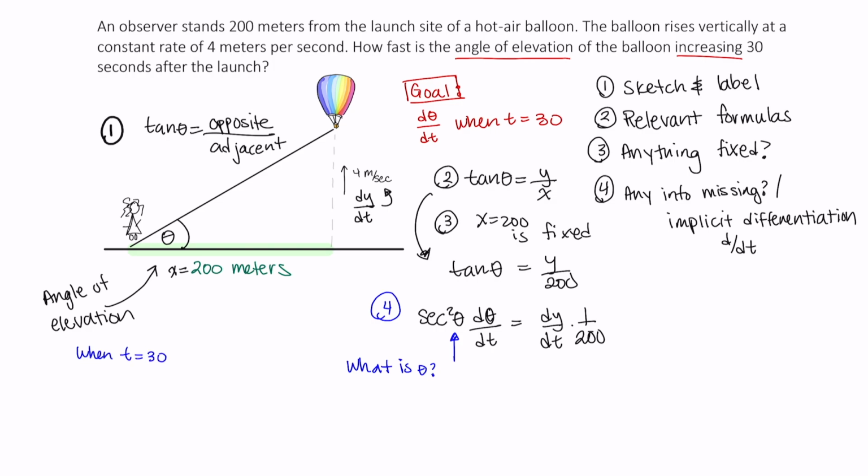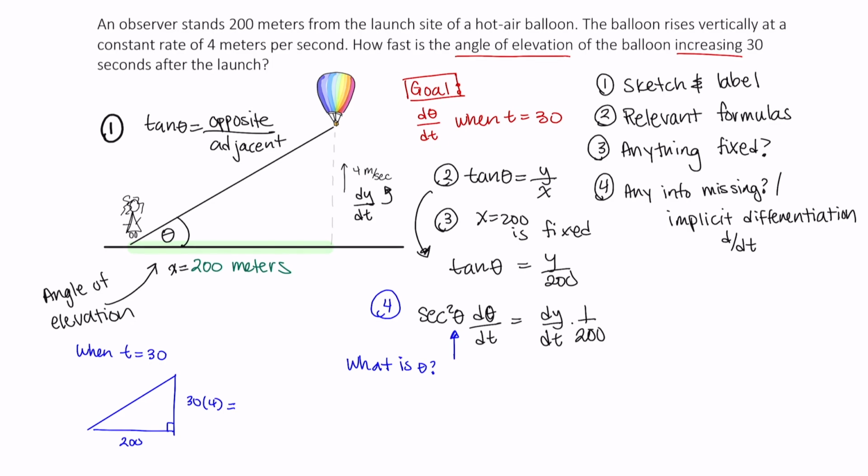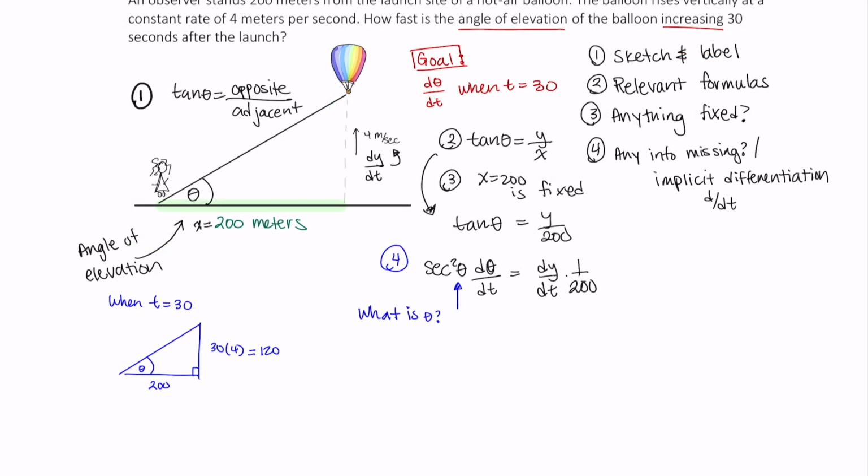t equals 30. What is our triangle going to look like? Remember, this is fixed here. 30 seconds at 4 meters per second up in the air means the balloon will be 120 meters in the air. If the balloon is 120 meters in the air, then the tangent of this angle is 120 over 200. That simplifies to 12 over 20, or 3 over 5. So theta is equal to arctangent of 3/5.